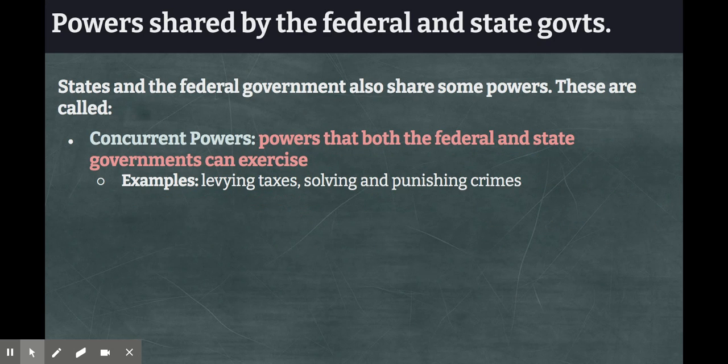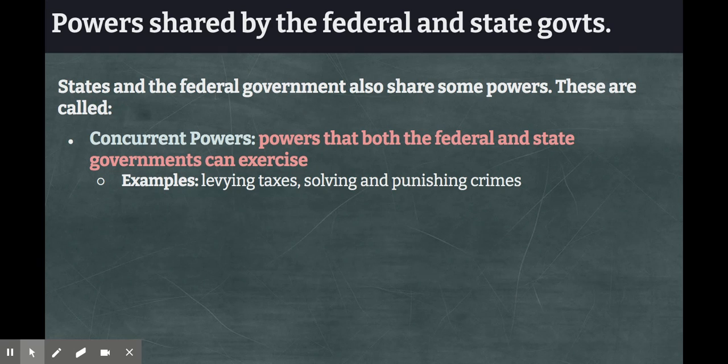All right. Now, there are some powers that the federal and the state governments share. These are called concurrent powers. So that word concur, right, means to agree. So if that helps you remember, that's a little tip there. So concurrent powers are powers that both the federal and the state governments can exercise. And really the number one example to remember here is levying taxes or collecting taxes.